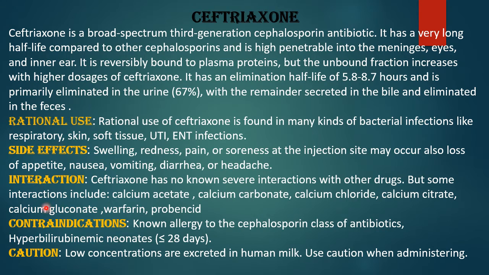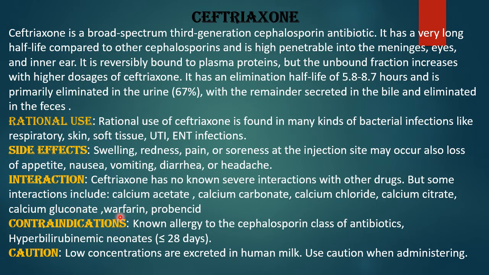What are the possible interactions? Ceftriaxone has no severe interaction with other drugs, but may include calcium acetate, calcium carbonate, calcium chloride, calcium gluconate, and citrate. It means do not use calcium containing drugs or do not use calcium to reconstitute the injection of ceftriaxone, because there may be a chance of precipitation between ceftriaxone and calcium, and then it will become a severe problem. That's why we have to avoid co-administration of calcium containing drugs, or we have to avoid reconstitution of our injection with calcium containing solution like Ringer solution, etc., so that we can avoid the interaction between ceftriaxone and calcium.